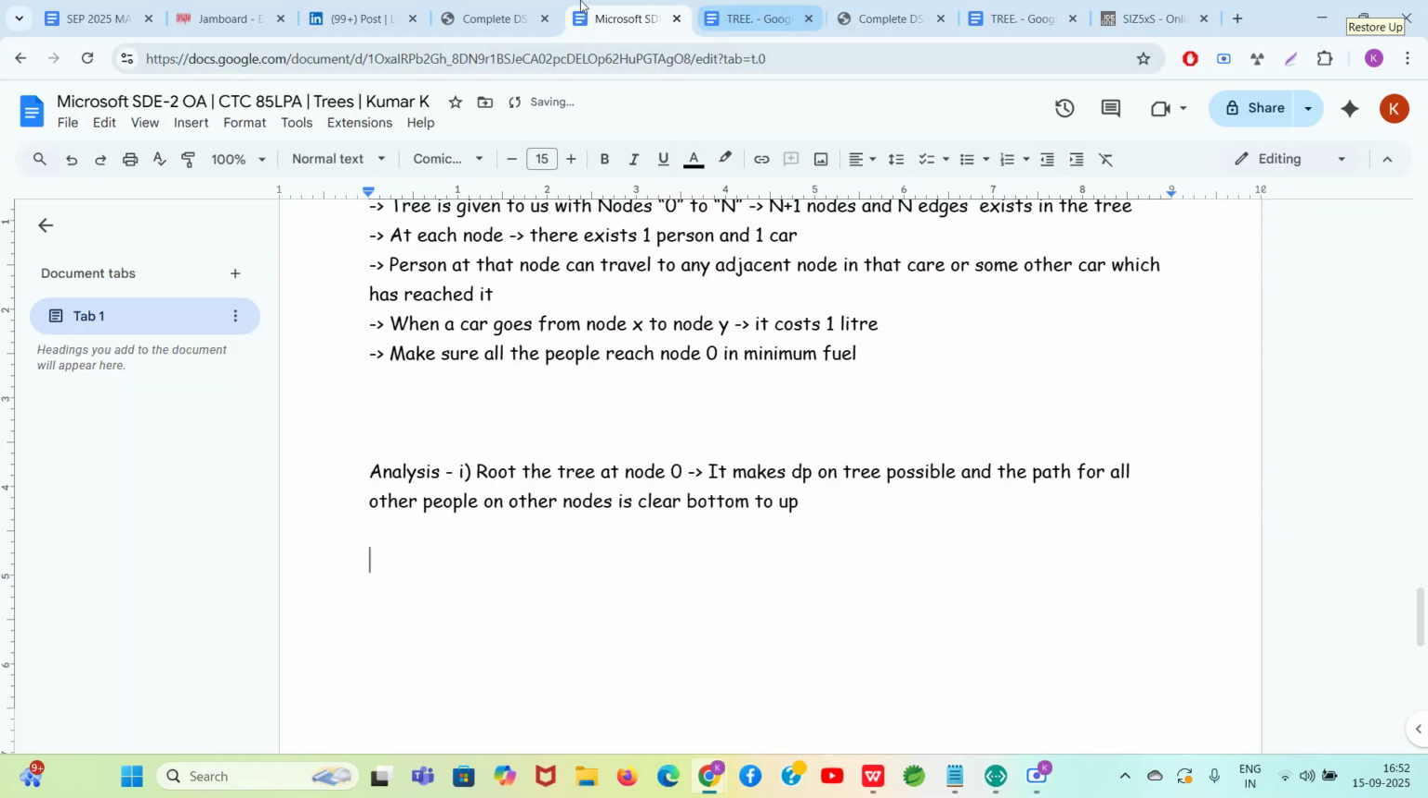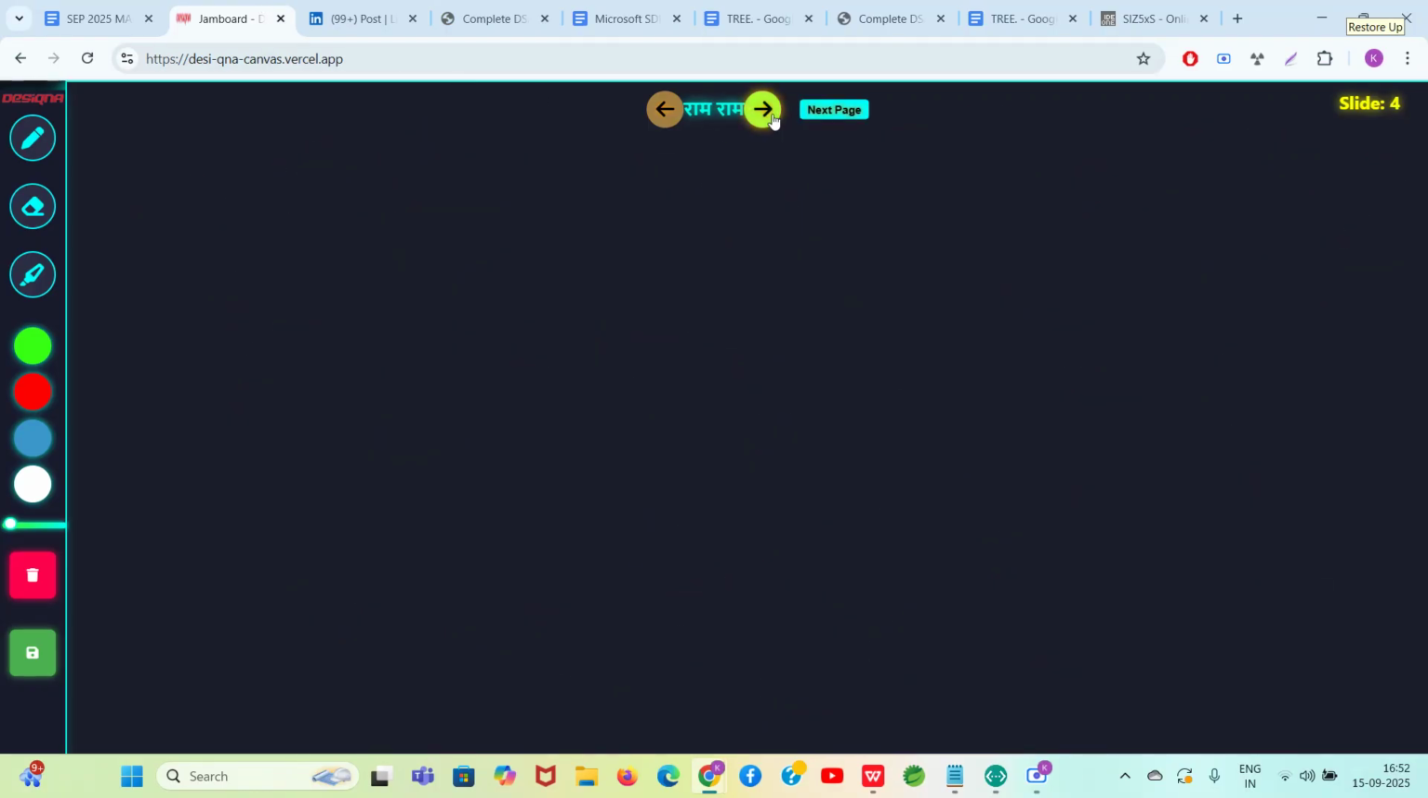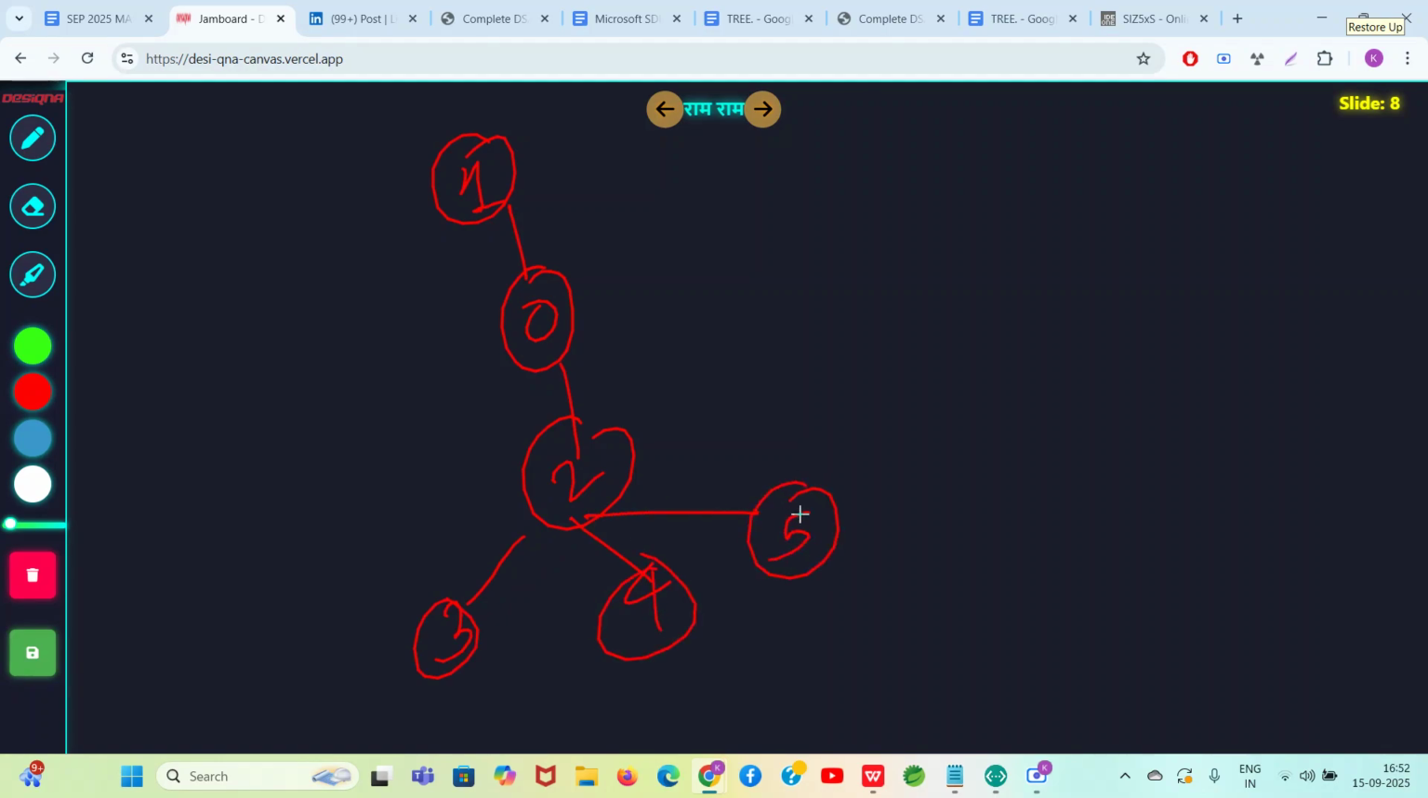So see, whatever tree is given to you, let's take a tree. Let's say this tree is given to you. Node 1 here, node 2, node 3, node 4, node 5, node 6, node 7, and node 8. What is the meaning of rerooting it at node 0?